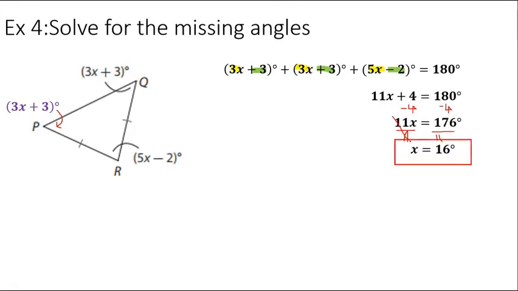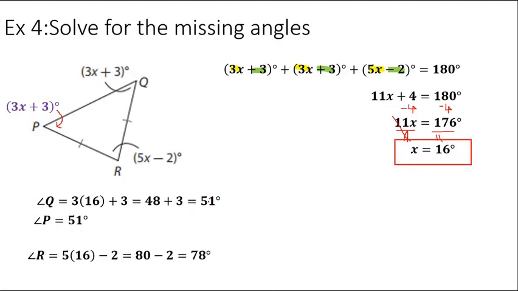So knowing that x equals 16, I'm just going to substitute x into all the x's over here. So it means angle Q is 3 times 16 plus 3, which is the same thing as 48 plus 3, which is 51 degrees. Since P and Q are congruent to each other, angle P is also 51 degrees. And angle R is just 5 times 16 minus 2, or 80 minus 2, which is 78. So we found the three missing angles. We substitute them back, so we have 51, 51, and 78.